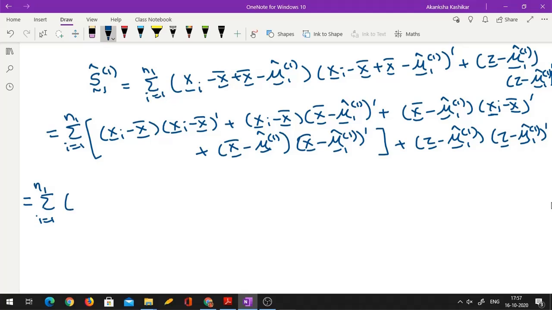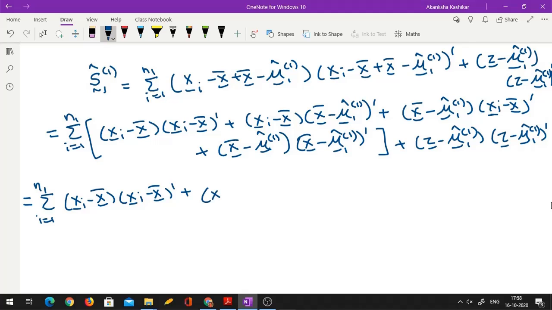Let us take the summation sign inside. So I have the sum over i going from 1 to n1 of xi minus x bar into xi minus x bar prime. What we will do is compute the maximum likelihood under both these hypotheses, and then consider the ratio. In the next term, x bar minus mu1 hat is free from i, so it can come outside, and I would be left with the summation of xi minus x bar. Same story here.